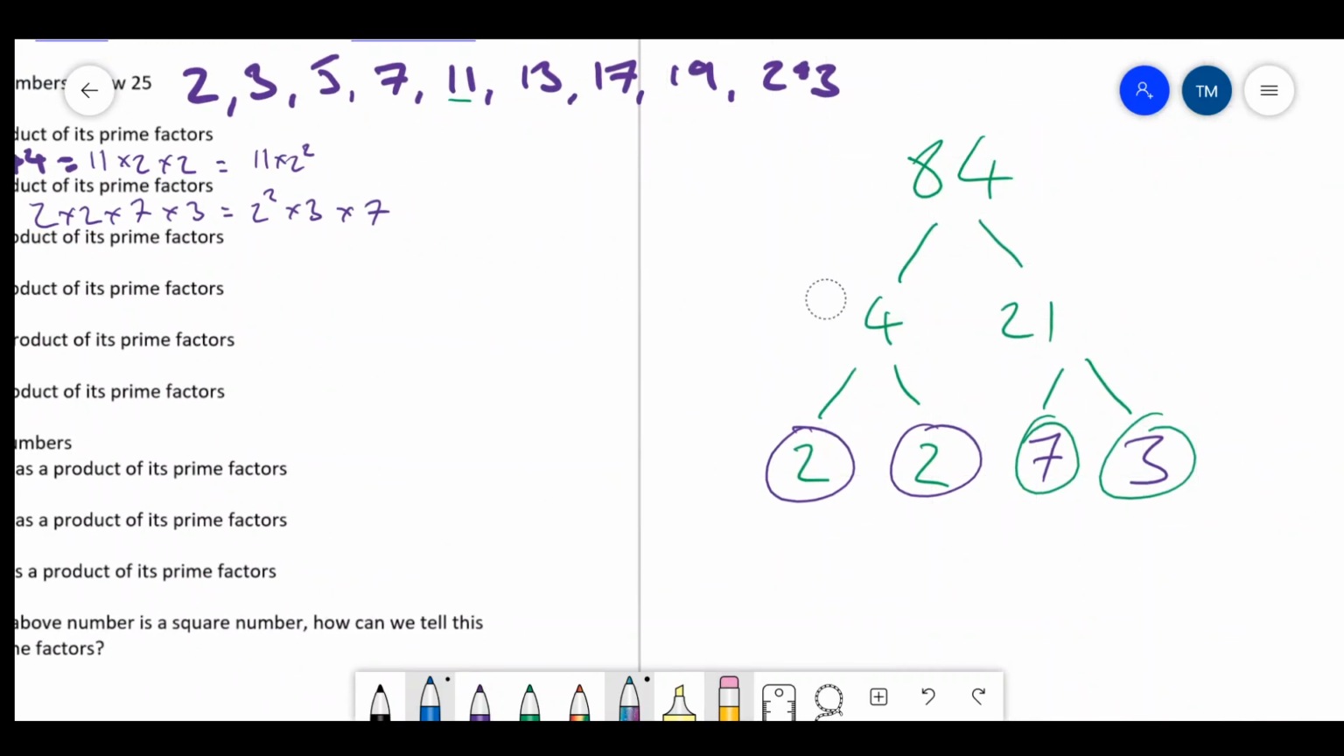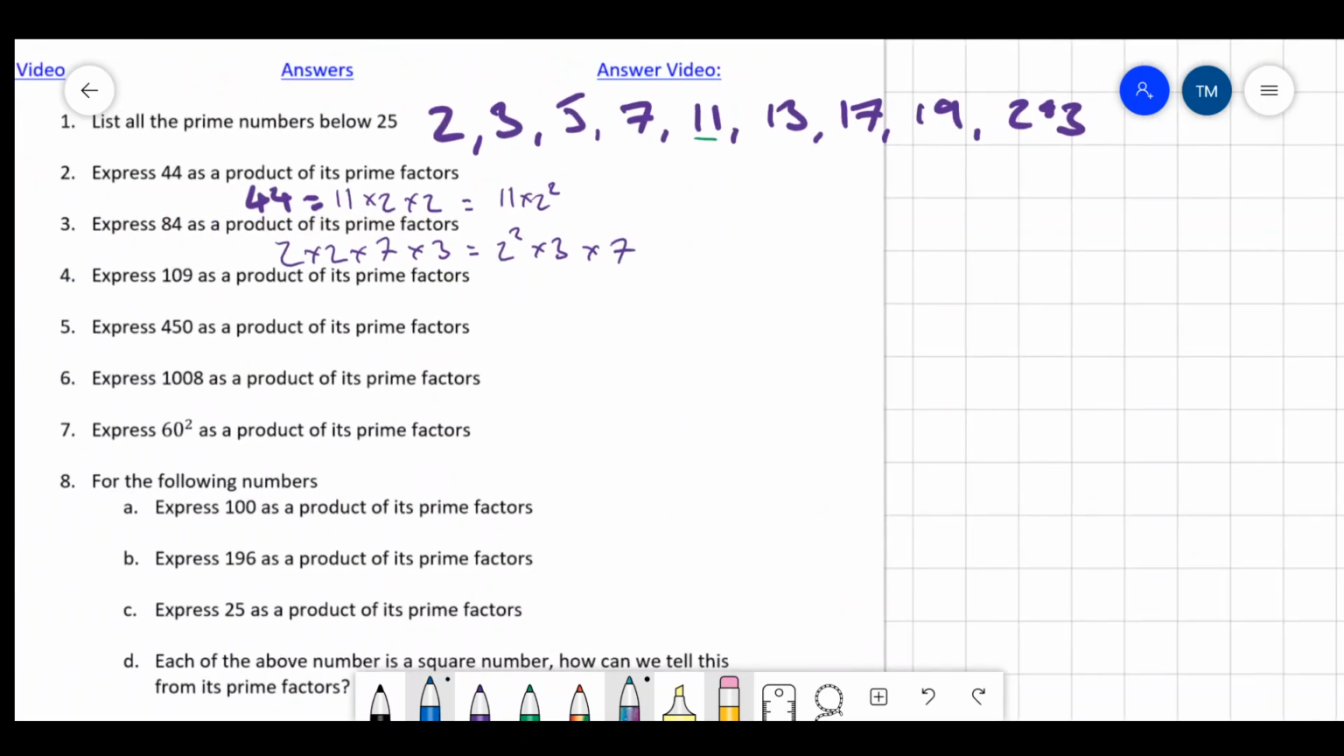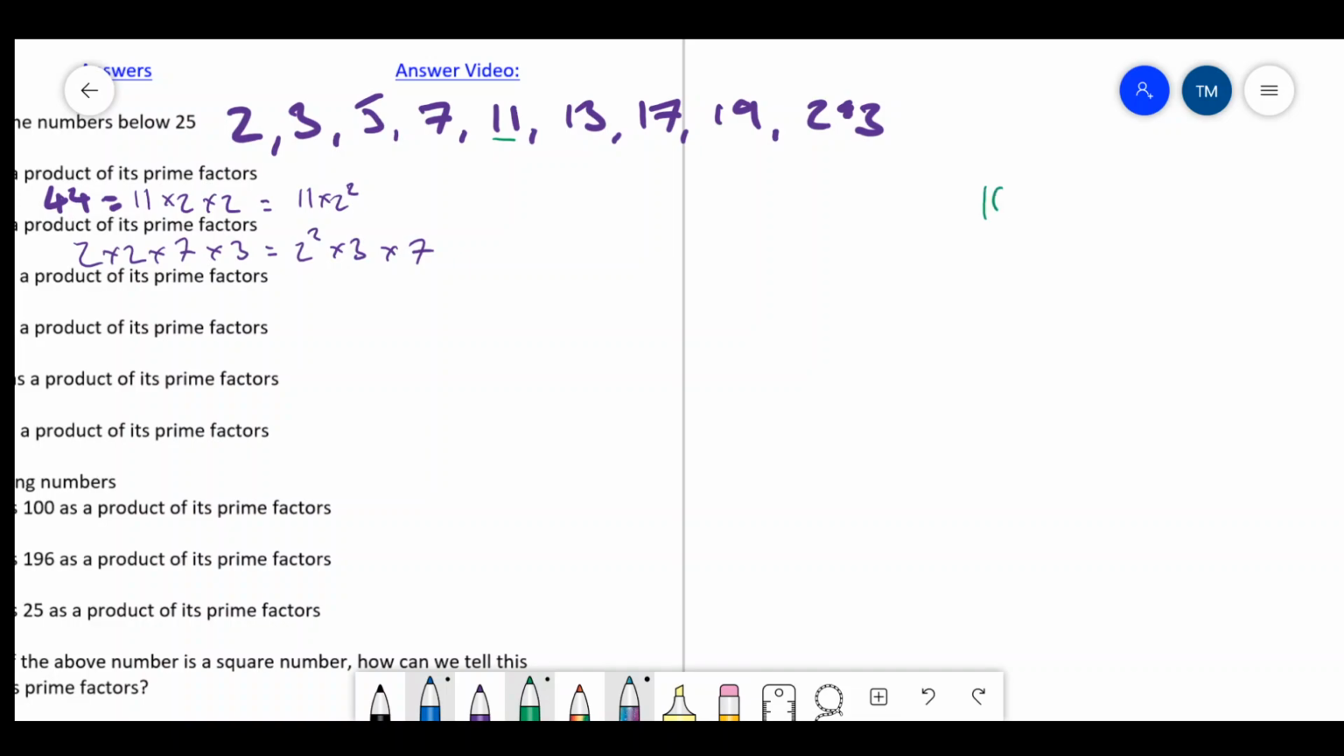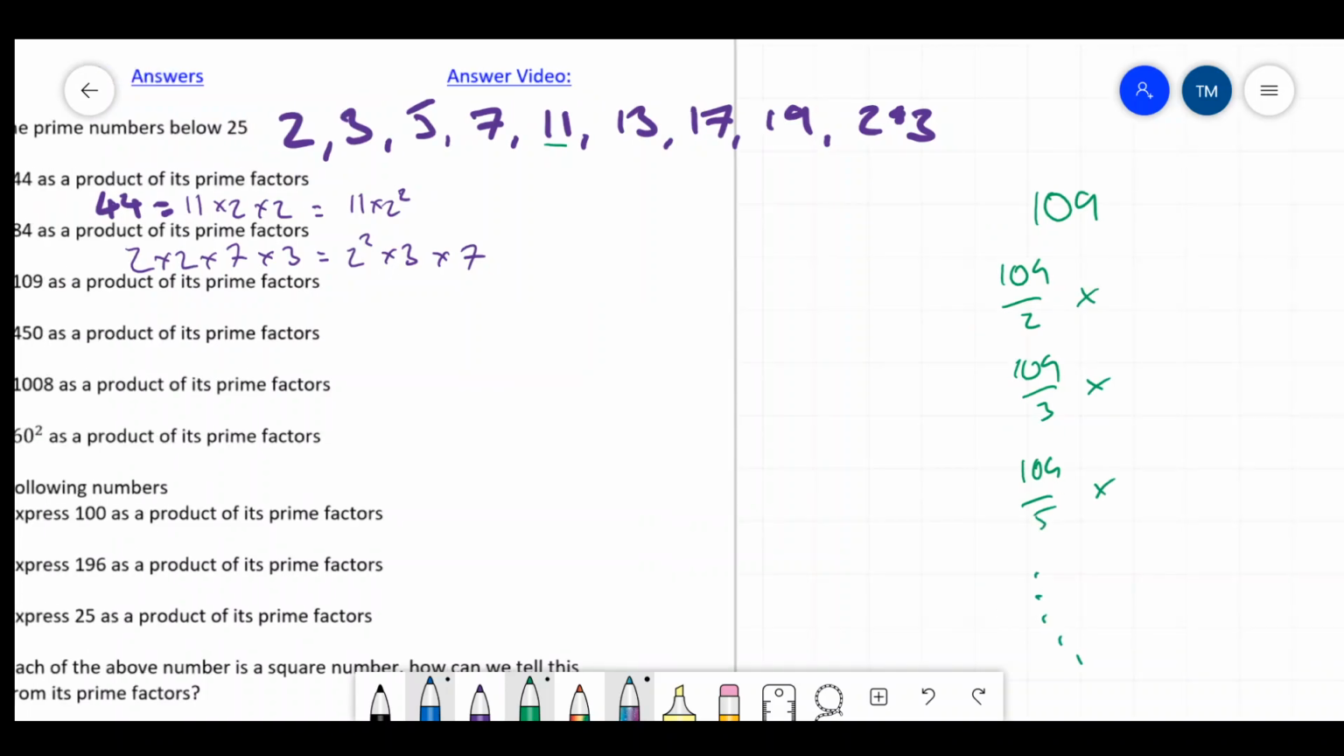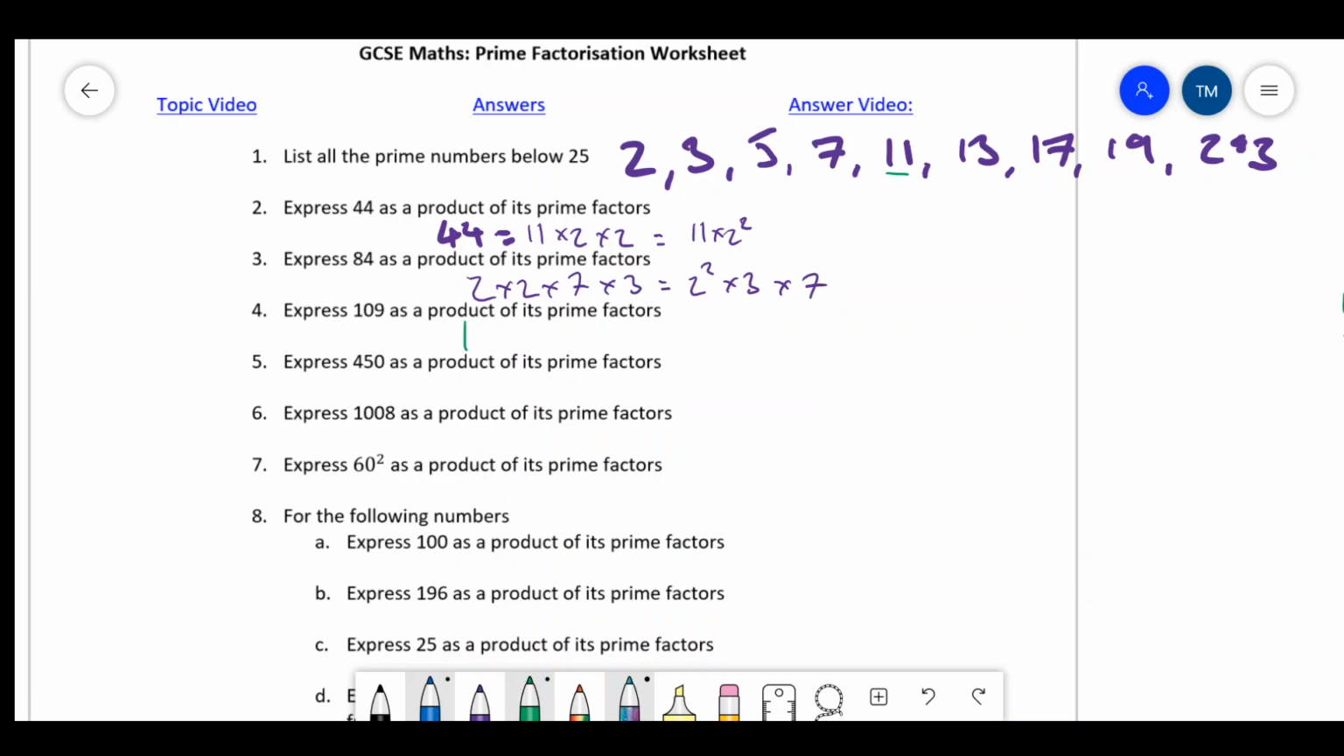Let's have a look at the next one, which is 109 for question number 4. If you go through with the calculator, you will determine that there are no possible factors. 109 over 2 doesn't work, 109 over 3 doesn't work, 109 over 5 doesn't work, and so on. So here we can say the product of its prime factors is simply 1 times 109, because 109 itself is a prime number, so its prime factors are simply itself and 1.